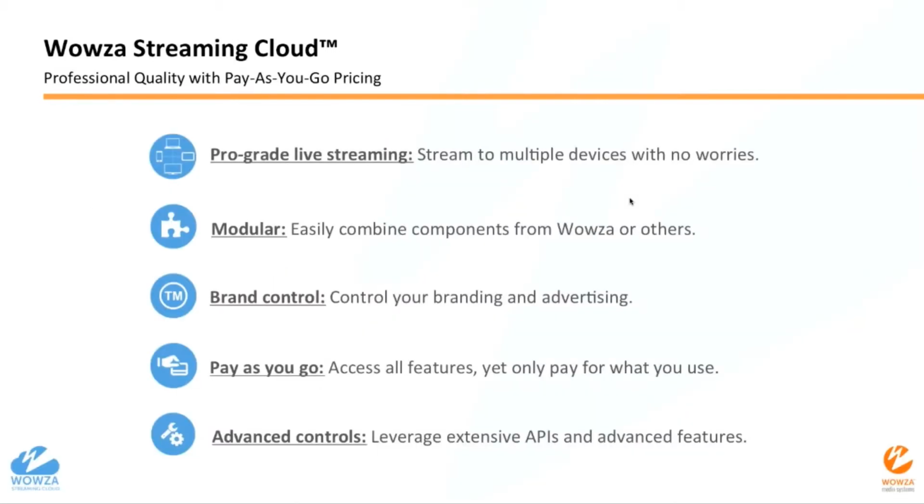So what are some of the benefits of Wowza Streaming Cloud? Well, like I mentioned, it's professional quality with pay-as-you-go pricing, so you get pro-grade live streaming. You can stream to multiple devices with absolutely no worries. We have what we call a modular setup. So you can use any one component of Wowza Streaming Cloud, whether it be the transcoding side of it in the cloud, or whether it be just the CDN delivery side of it. You can easily combine all these different components from Wowza or from other providers for your live streaming solution.